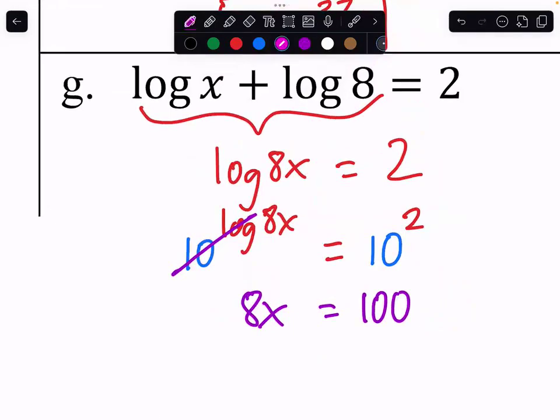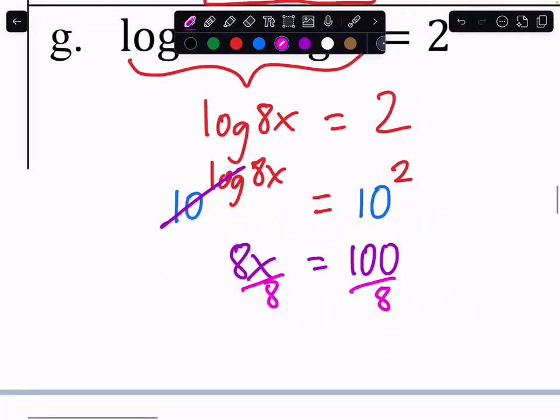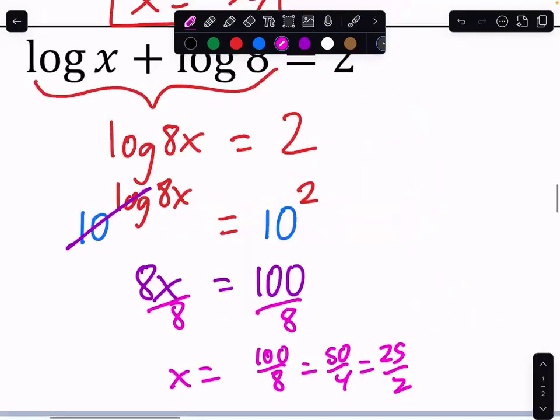Then we can undo the 8 by dividing both sides by 8. So x equals 100 over 8. You could reduce that fraction: 50 over 4, divide by 2 over 2 again, 25 over 2. Or if you want to use a decimal, 12.5.